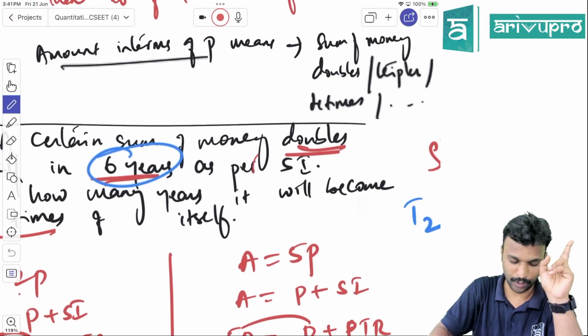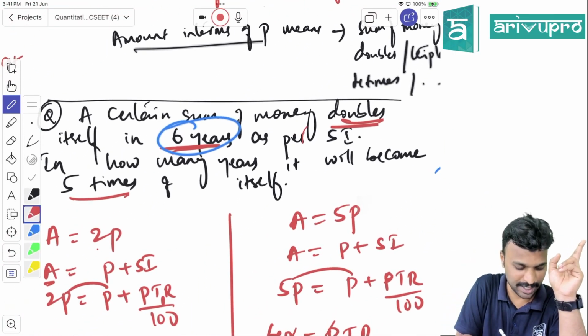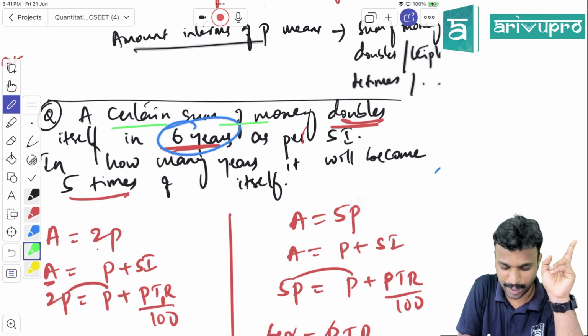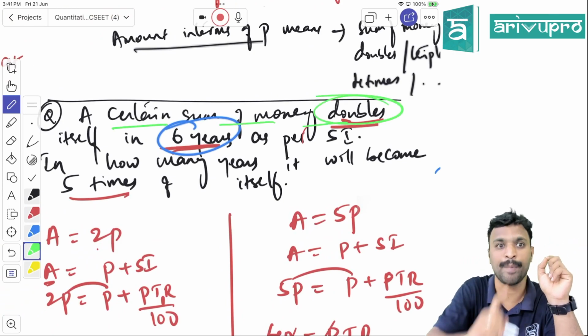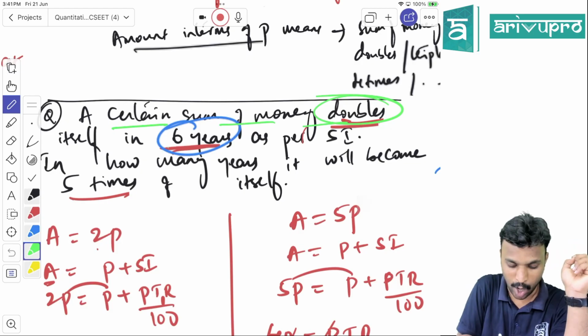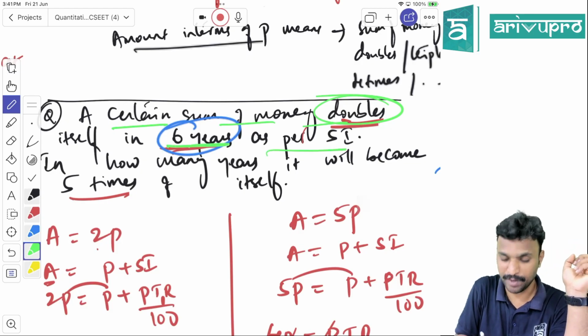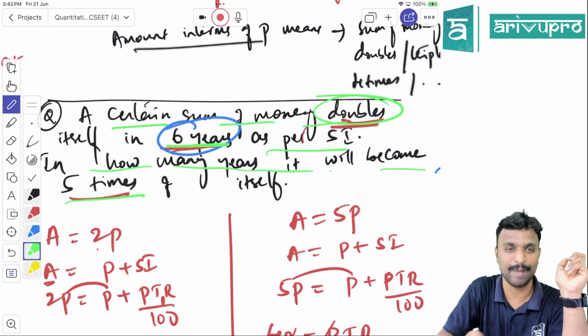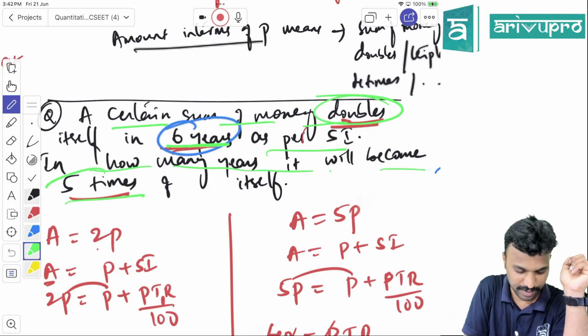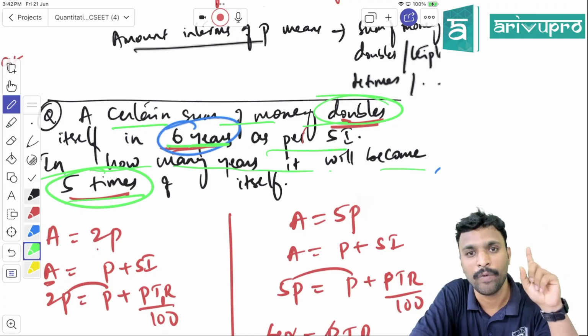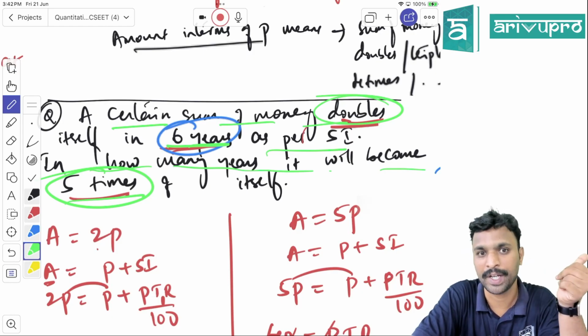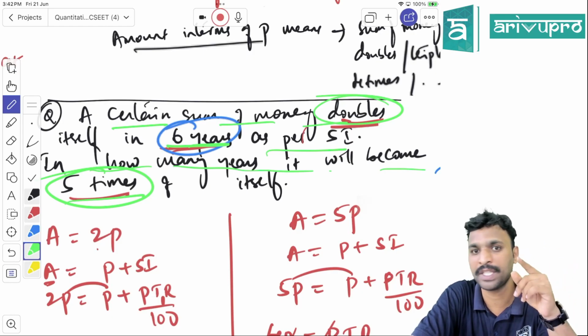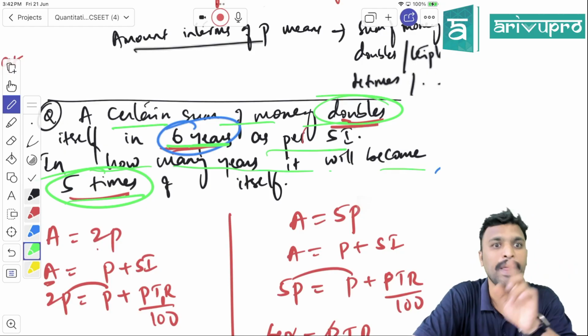So if you read this question, they have said a certain sum of money doubles. You see, that is one amount in terms of principal. In how many years? 6 years, as per SI. Now in how many years will it become 5 times of itself? You have how many amounts? 2 amounts. One is double, the other one is 5 times. The moment you see 2 amounts in case of SI, it is type 4.